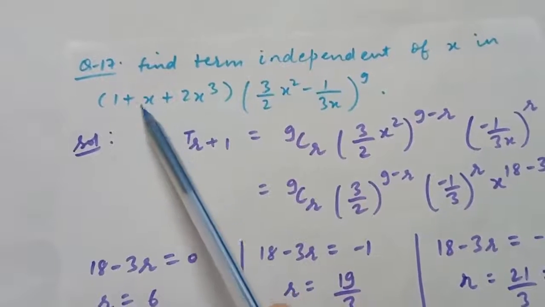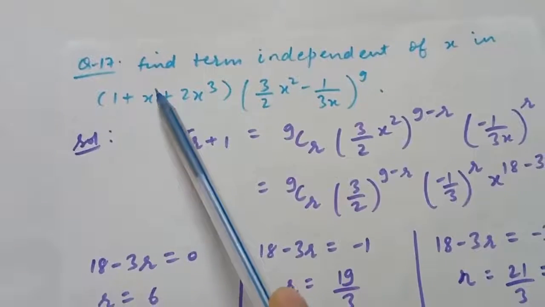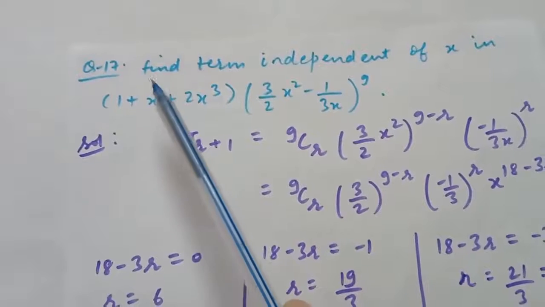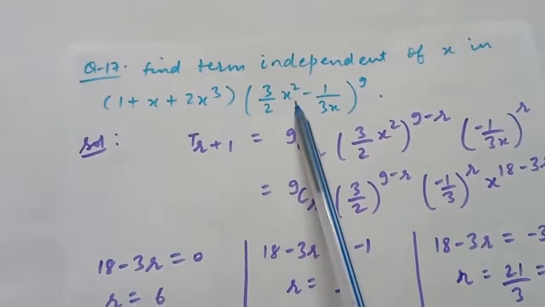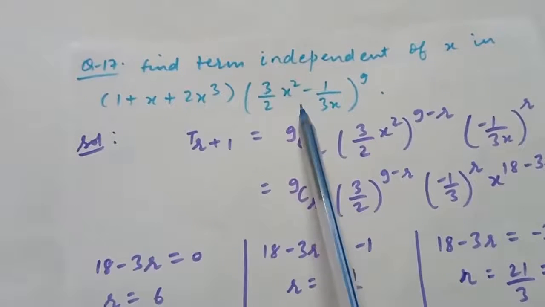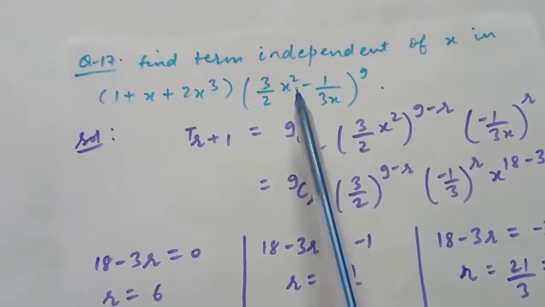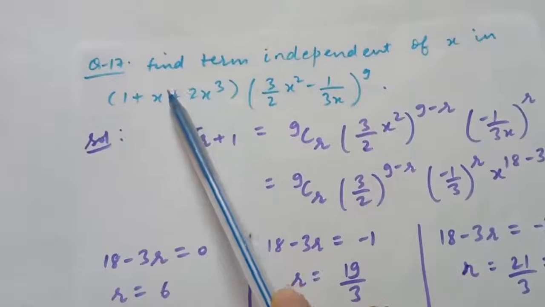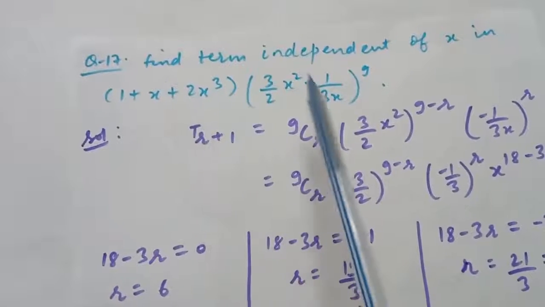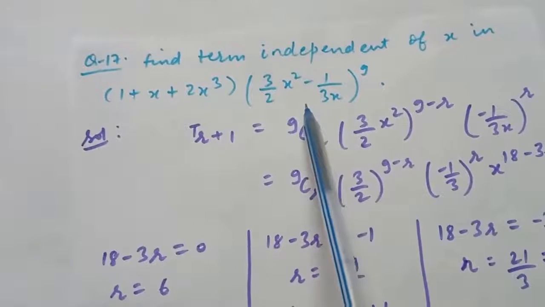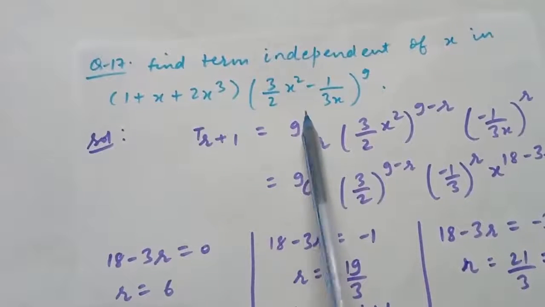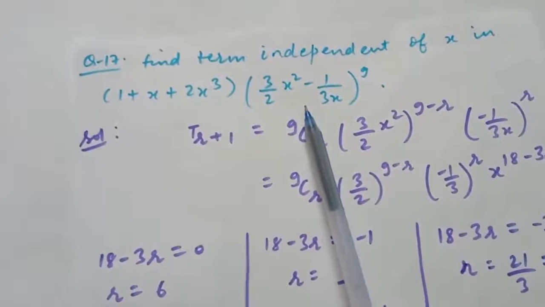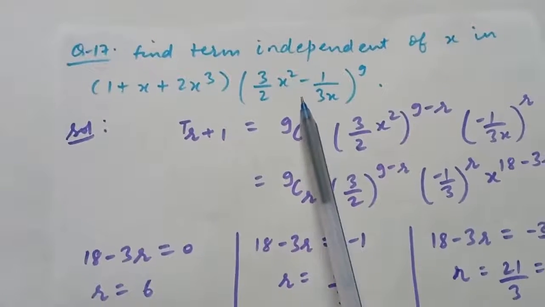Here the power of x is 1. So to get the constant term, we have to multiply this with that term of this expansion which has power of x as minus 1, because this is power of x 1. The term containing x raised to the power minus 1. So the x will get cancelled and you will get the term independent of x.